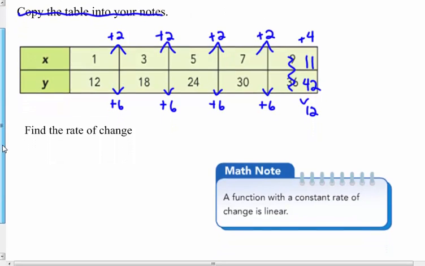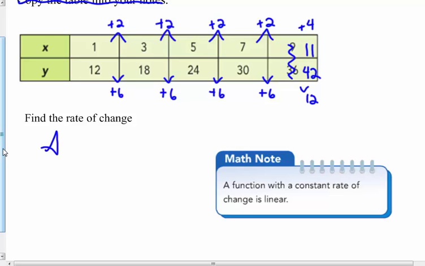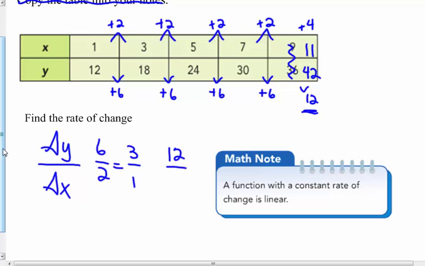12 over 4, the rate of change, is the same delta y over delta x as 6 over 2. So my rate of change would be 3 over 1. Say the last point was a change in y value of 12 and a change in x value of 4. That's still a slope of 3. So yes, my rate of change is still the same. A function with a constant rate of change we know as a linear function.